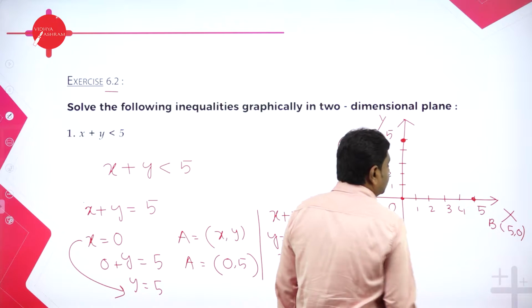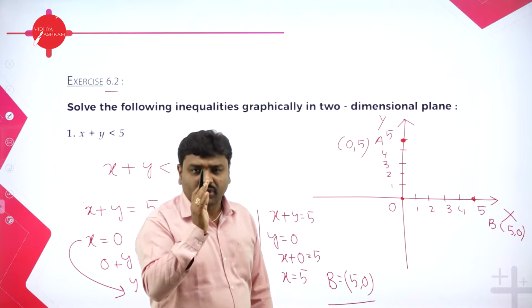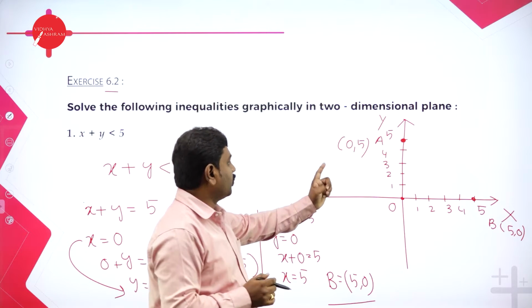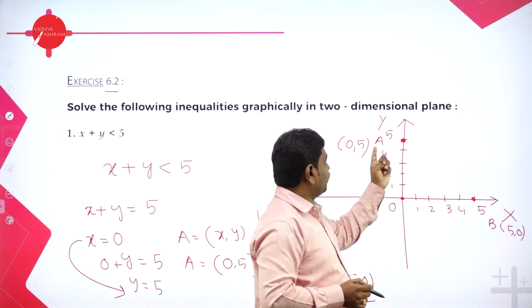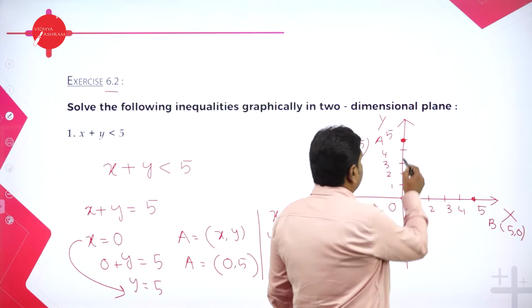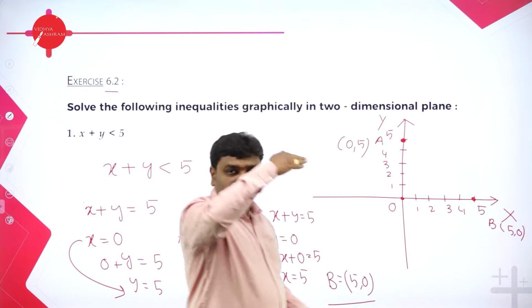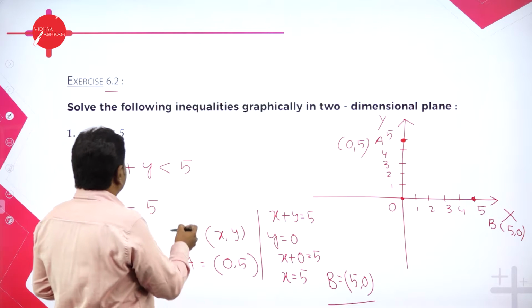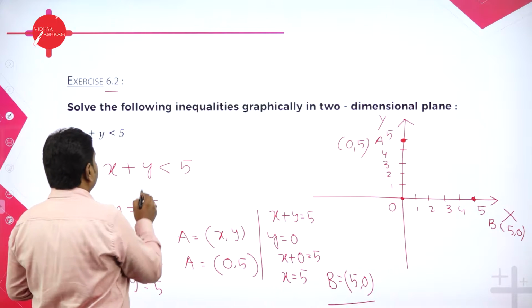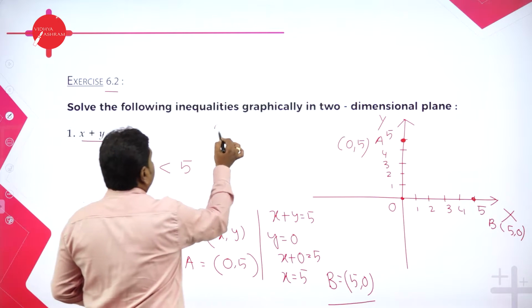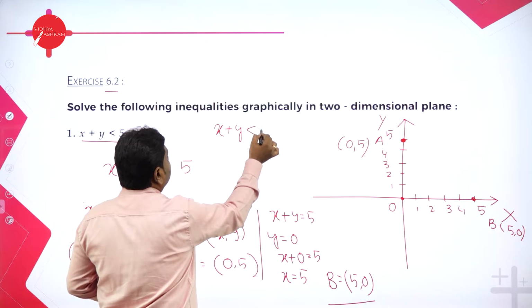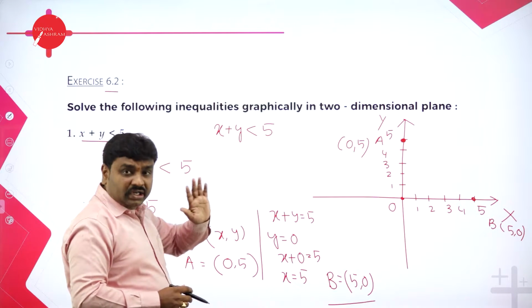Dear students, if you want to draw any line, we need 2 points. We got 2 points, one is A, the other one is B. Here I have one point, here one point, and I have to join them with a line. Here you can see it is strictly less than 5. They gave x plus y strictly less than 5. Strictly less than means not including 5.